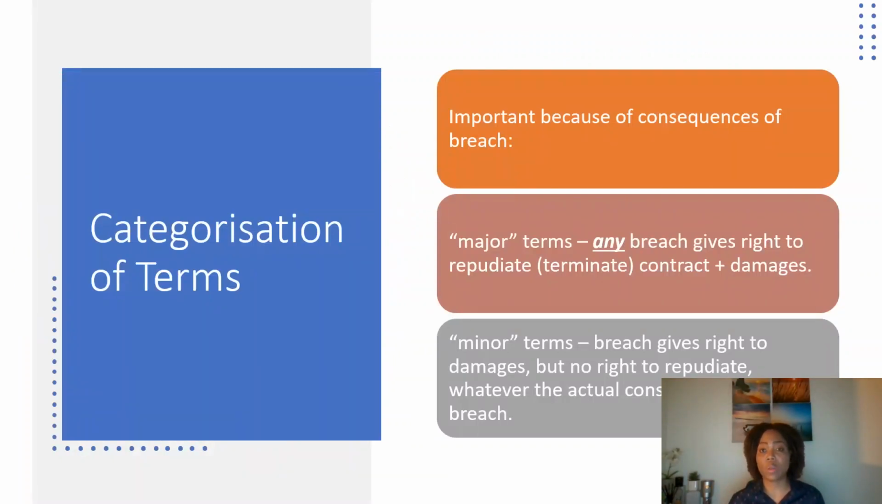This is important because of the consequences of breach. We have major terms and we have minor terms. Now, a major term is such that any breach of it will give the right to repudiate, in other words, terminate the contract, plus the right to claim damages. However, the breach of a minor term will give rise to a claim for damages, but there will be no right to repudiate, whatever the actual consequences of the breach.